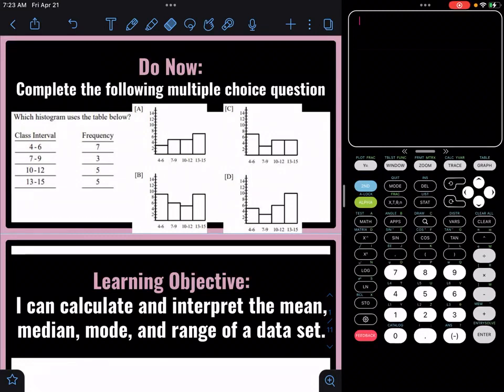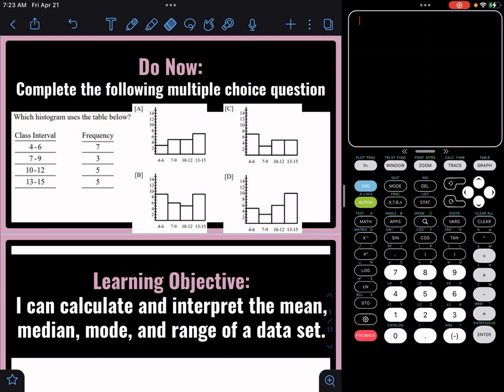Alright, let's continue on in this statistics lesson. This question says, complete the following multiple choice. Which histogram uses the table below? Alright, so we basically have to see, if you had this table, which graph would you graph? The x and the y axes are all the same, so that's not going to change anything.